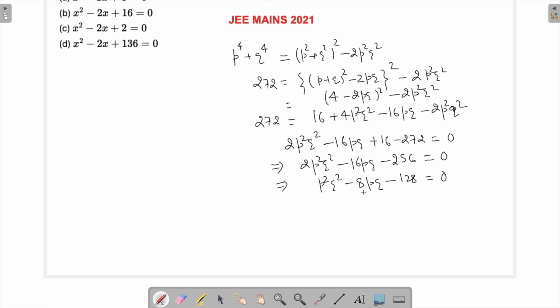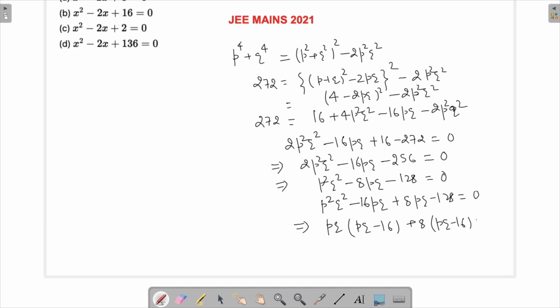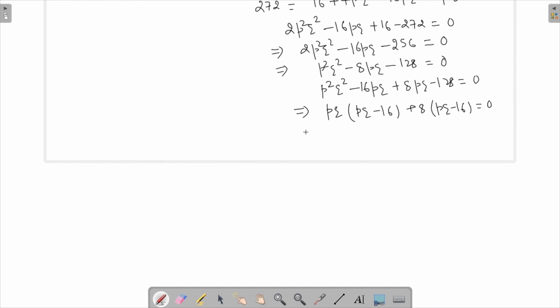Now I know that I can factorize it, and this will be 16 into 8, right? I could say that this is P square Q square minus 16PQ plus 8PQ minus 128 equals 0. Now from here, I can take PQ common. This will become PQ minus 16. From here, I can take 8 common. This will become PQ minus 16. And then what I get finally is PQ minus 16 and then PQ plus 8.